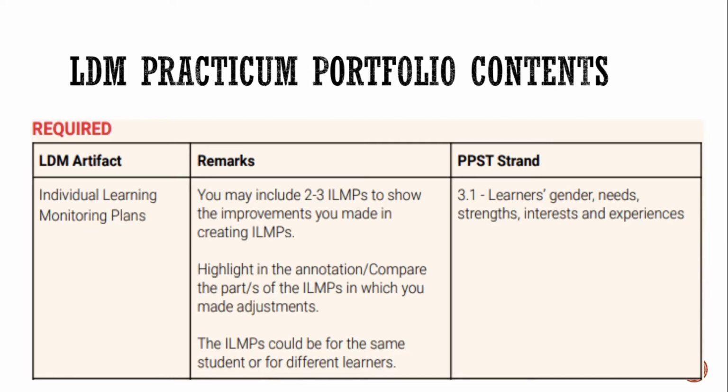LDM artifact: Individual Learning Monitoring Plans. These are the intervention plans. Remarks: you may include 2 to 3 ILMPs to show the improvements you made in creating ILMPs. Highlight in the annotation and compare the parts of the ILMPs in which you made adjustments. The ILMPs could be for the same student or for different learners. And the PPST strand 3.1, learners' gender, needs, strengths, interests, and experiences.